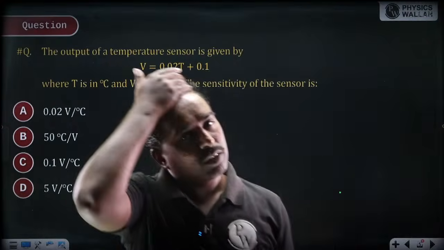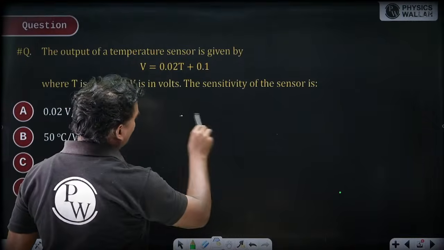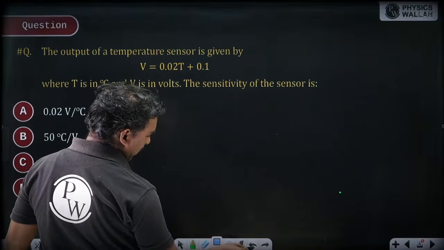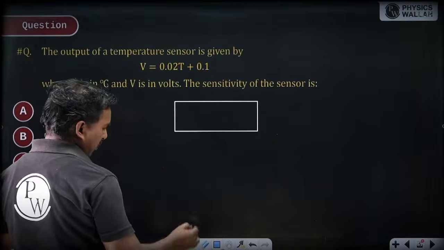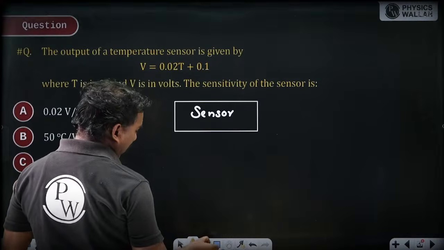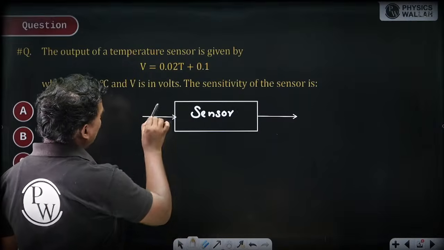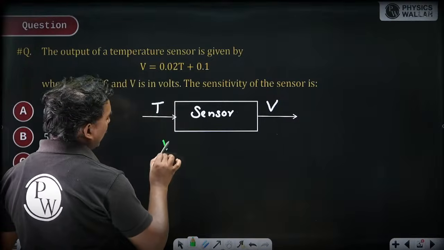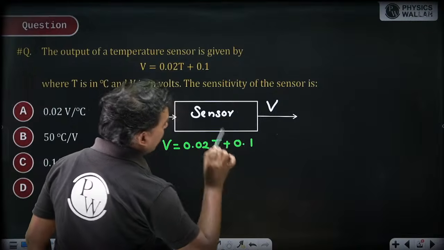So if you see this area, so here what is given, the temperature sensor is mentioned like this. So you can take a sensor like this. So this is our temperature sensor. So we are giving the input as T, output as V. So please remember, this is T and this is V, and the equation is given like this. So V is equal to 0.02 T plus 0.1.